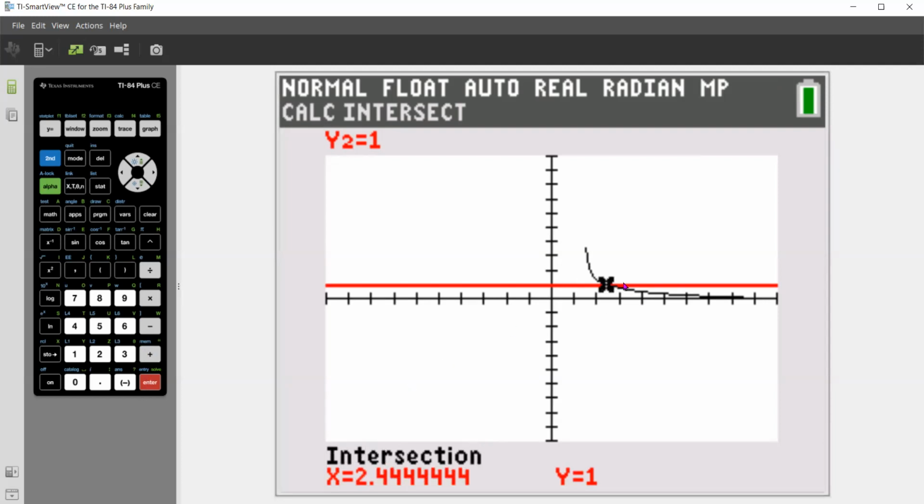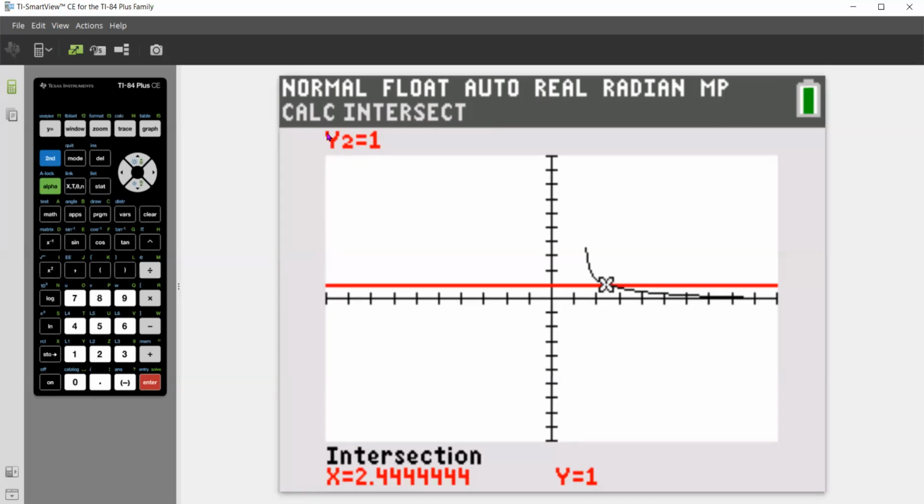And then it tells me that the solution where these two graphs intersect is where x is equal to 2.44. And that is my solution for this particular function.